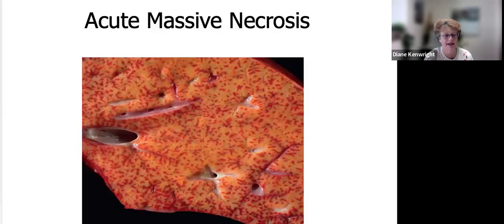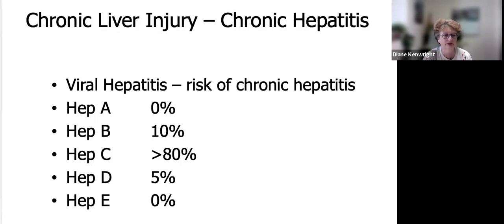If it's really bad, we can get acute massive necrosis or submassive necrosis, where the liver just dies. So all this yellow bit is dying liver. And it's usually something bad like paracetamol that leads to this. But it can also sometimes happen with viral infections. So we know that acute infections can give acute liver injury plus inflammatory infiltrate.